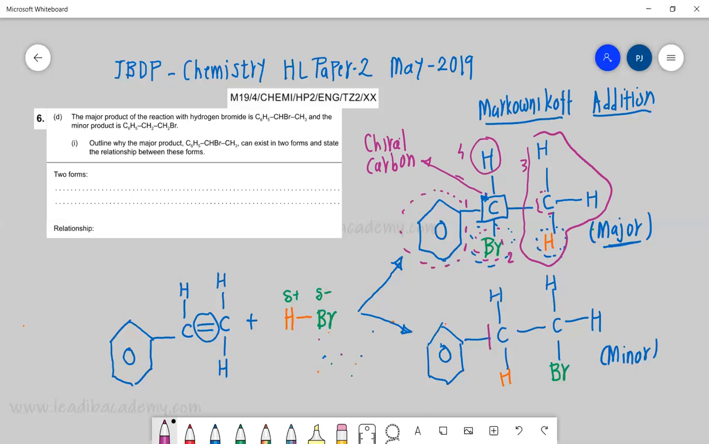If you look at the second possibility, which is the minor product, it is not chiral. Why? Simple, because there are two hydrogen atoms, which are identical. So this is out. This is not a chiral carbon at all. What is the specialty of a chiral carbon? It means it is going to give two possible enantiomers.